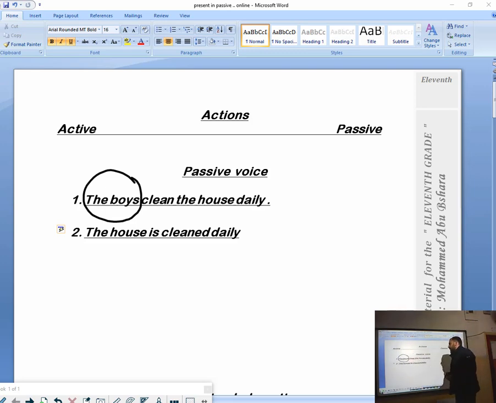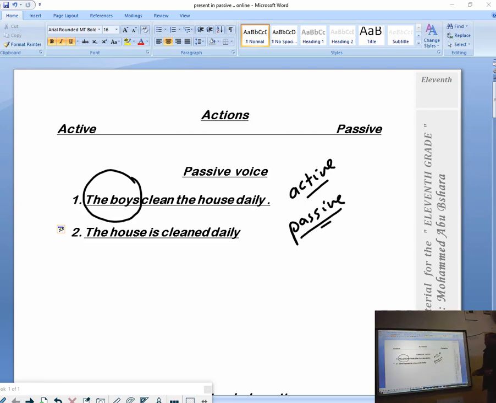So, if we know the doer of the action in the sentence, we call the sentence active voice. Active voice means that we know the doer of the action for the sentence. While passive voice, just like the second sentence, the house is cleaned daily. If I ask you, as I told you before, who cleaned the house daily, you can't answer the question. So we don't know the doer of this action, we call it passive voice. And this is the passive voice.